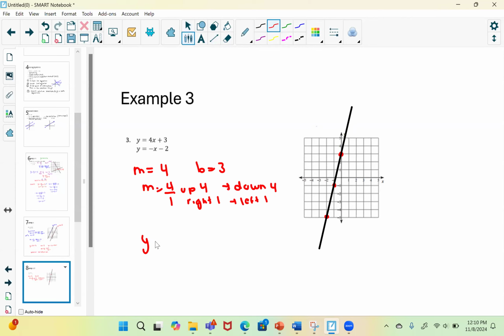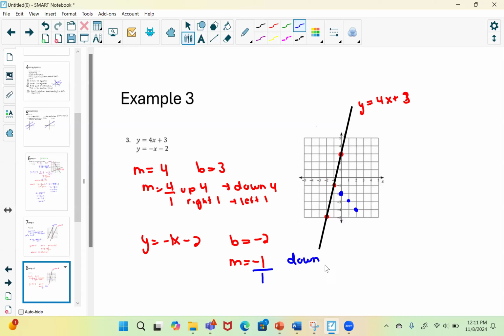My second line is y equals negative x minus 2. Okay, so my b is negative 2. My m, we don't write it, but it is a negative 1 in front if we don't write it. So this line is 4x plus 3. We're going to start at negative 2. Okay, we need to make it over 1 because we need a fraction. And then I'm going to go down 1, right 1. Down 1, right 1. Okay.